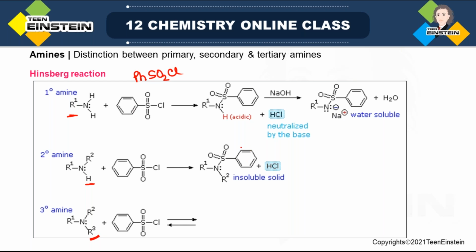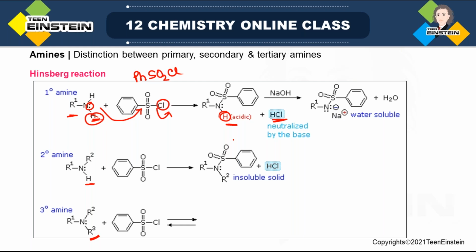When it is 1 degree amine, this lone pair attacks here, that is sulfur, and Cl is removed, which is a good leaving group. So now you are having R1NH. One H is also removed, as if it is removal of HCl. This H and this Cl are removed together, and you are getting something like this, R1NH-SO2Ph. This H is basically acidic in nature because it is attached to nitrogen and then SO2Ph, and this total part is very electronegative. So that is why this H is acidic.